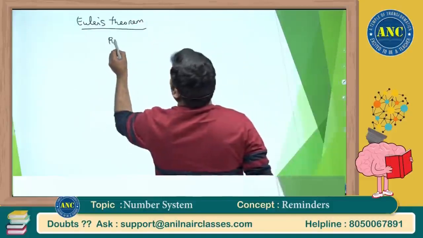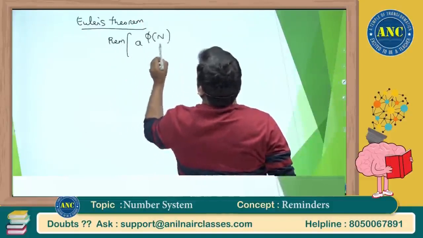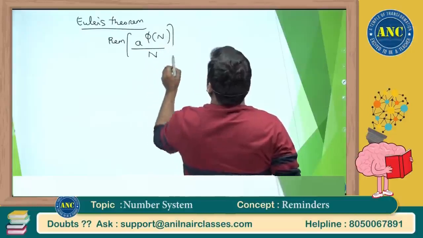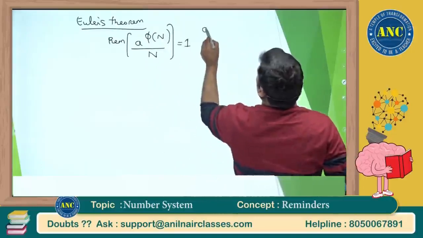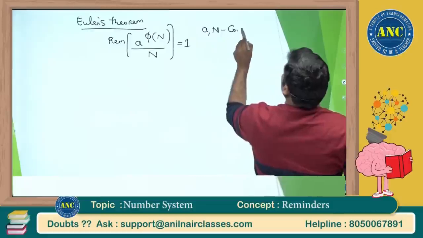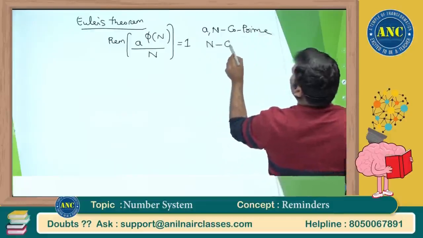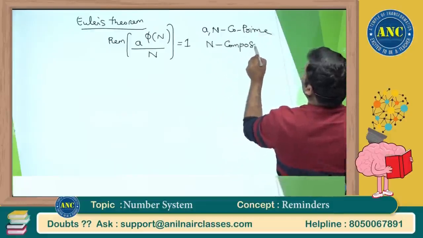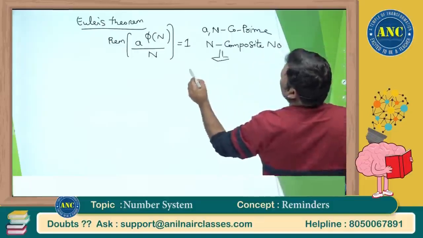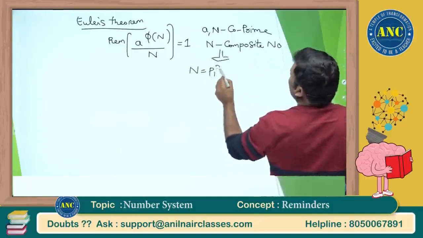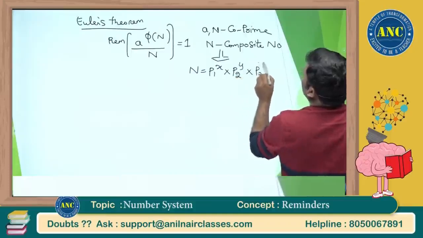What is Euler's theorem? Euler's theorem is used to find the remainder when you divide a number by a composite number. a power phi of n by n is 1, where a and n are co-prime to each other, and the denominator is a composite number. Any composite number can be written as powers of prime numbers: P1 power x, P2 power y, P3 power z.